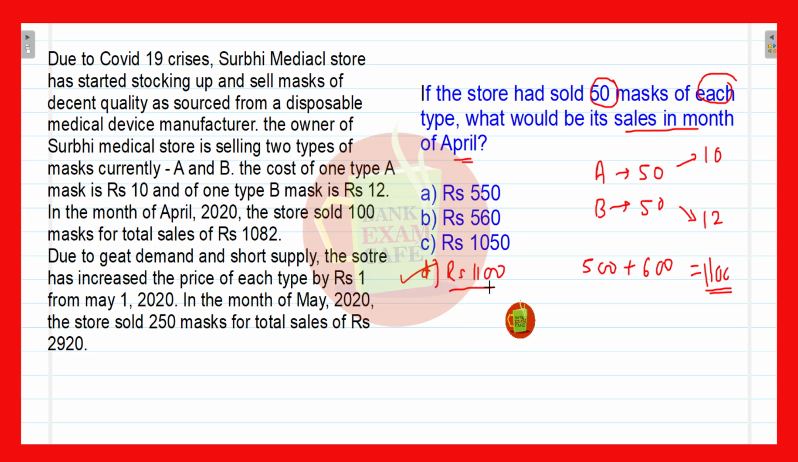And therefore the correct option is rupees 1100, because 50 masks were sold, and each mask is sold at the rate of 10, so the total will be 50 into 10, that will be 500, and the type B mask cost is 12 rupees per mask and the total masks sold were 50, so the total sale will be 50 into 12, that is 600 rupees. So the total sale in the month of April was 1100 rupees. Now move to the next question.